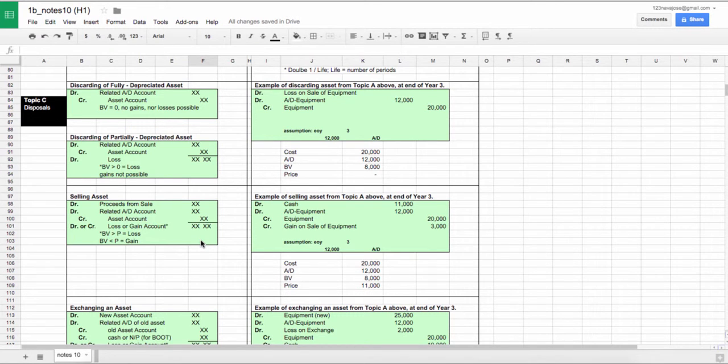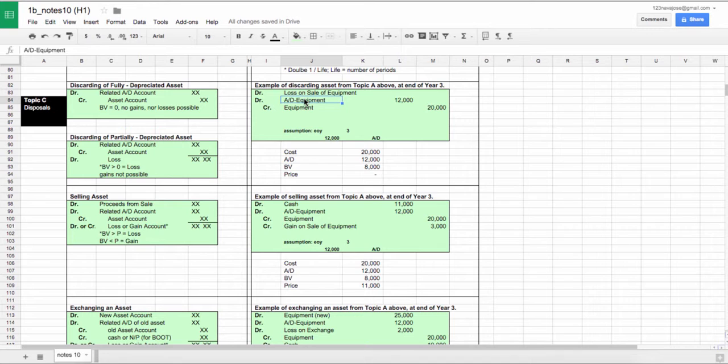Let's see, how about disposals? Disposals are actually kind of the most challenging topic in the chapter. So let me start off with how you deal with a fully depreciated asset. Well, in that case, there would be basically nothing left. And if you're discarding it, you're getting nothing in return either when you sell it. So basically, you're going to simply get rid of the asset account itself. So you're going to have a debit to the related AD account for the asset and a credit to the asset itself. So at that point, you have 0 and 0 for both the asset account and the AD account.